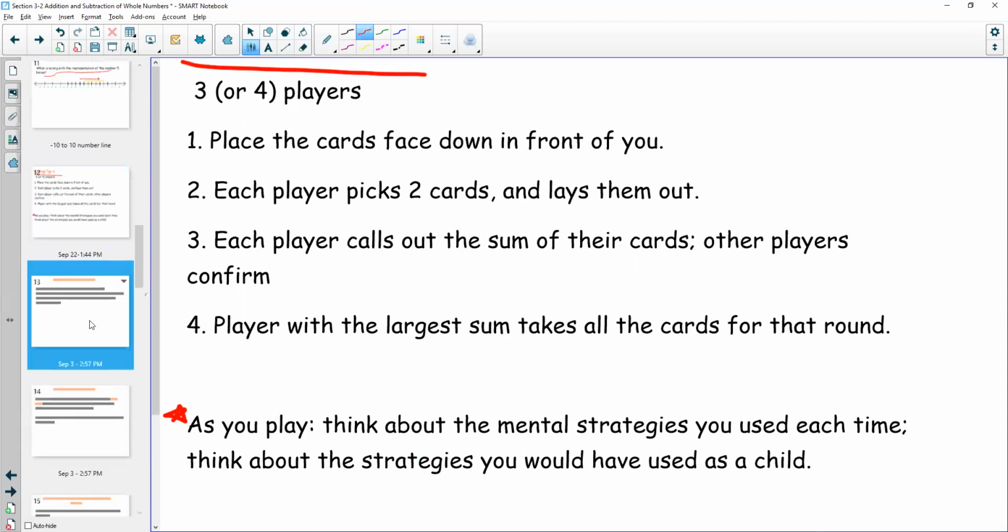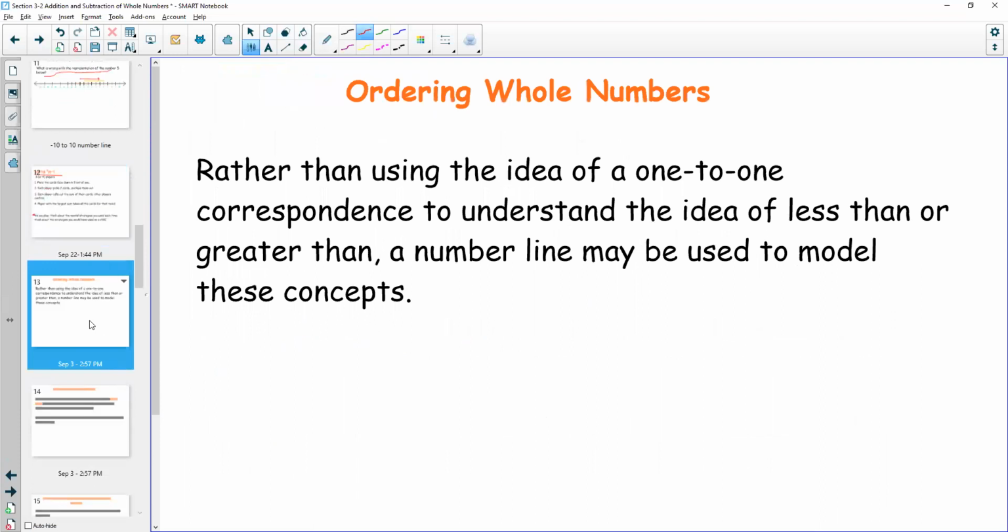All right. When we start to talk about addition and subtraction and other things, the other thing that we have to do is order numbers, okay? We have to start to have kids understand that they can order numbers on a number line and compare them, right?